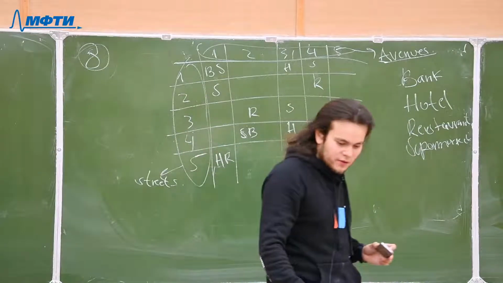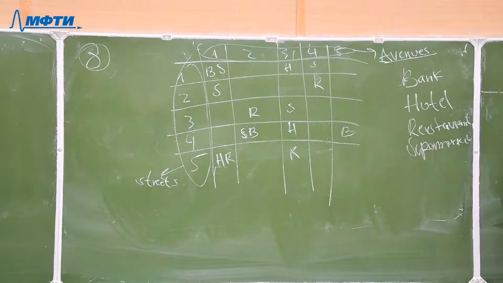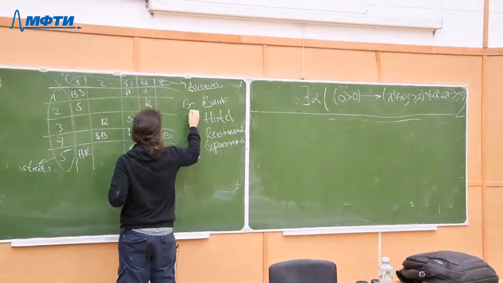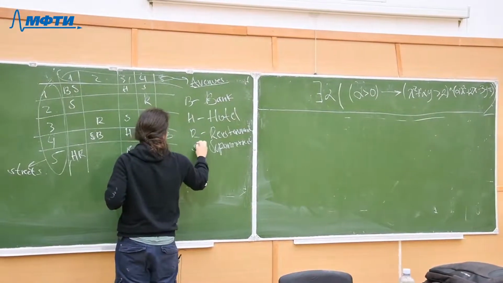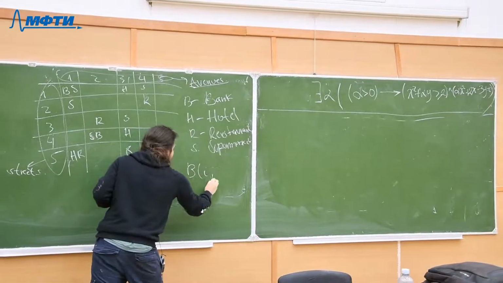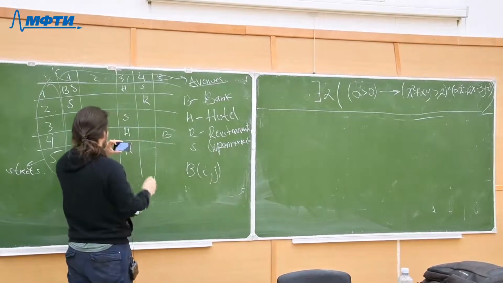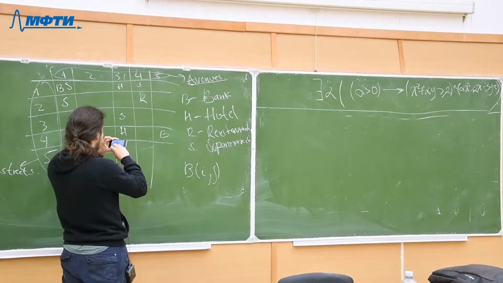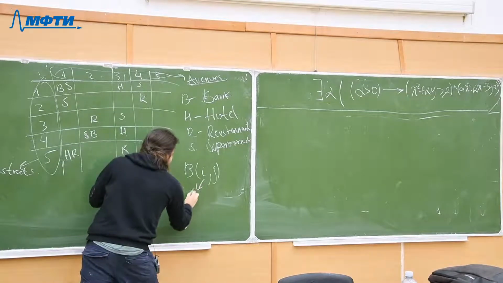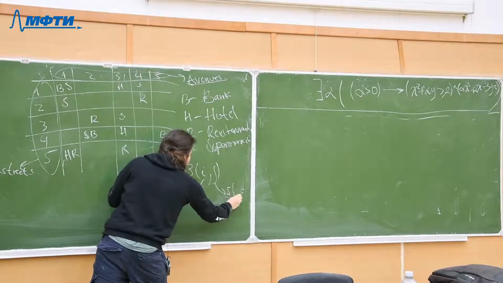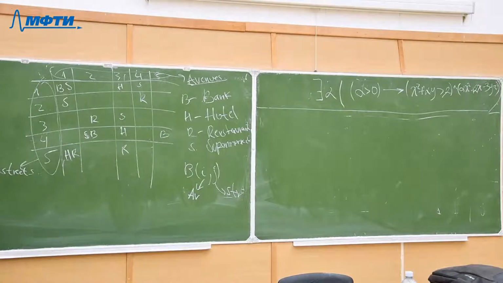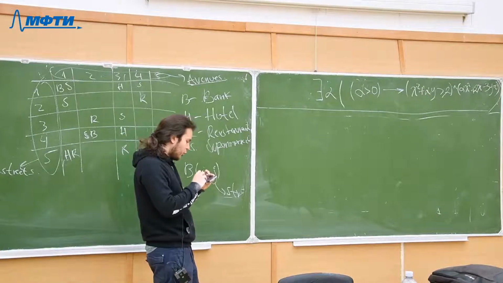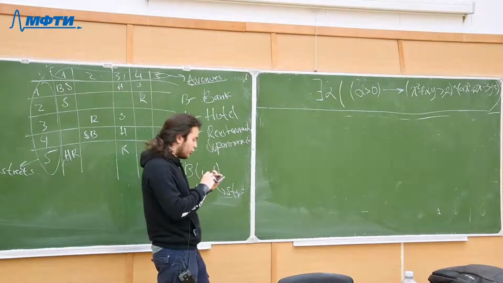And we have some sentences, some statements. Let's write them. So we have B, H, R, and S, right? And we write, for example, B, I, J means, what does it mean? It means that this is the avenue and this is the street. Okay? And now we have to check if the following statements are true and translate them into logical symbolism.